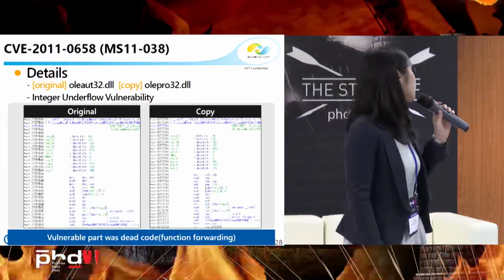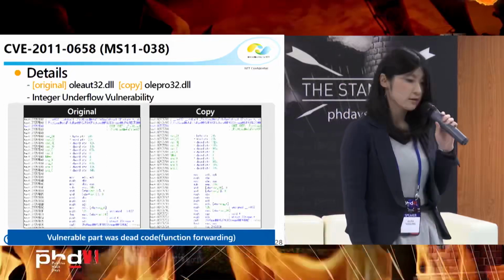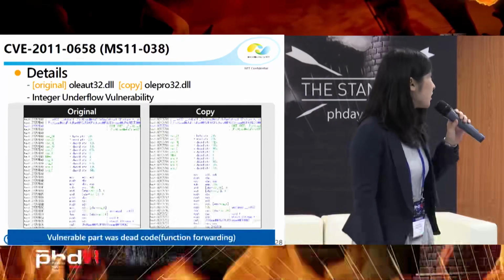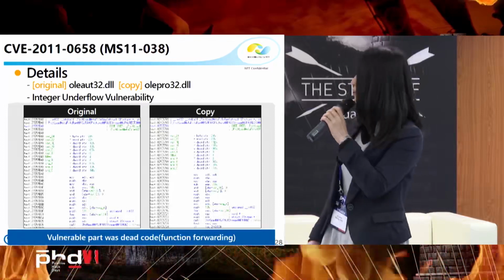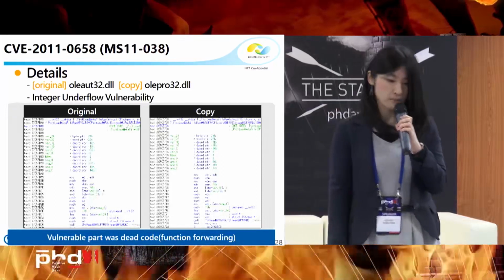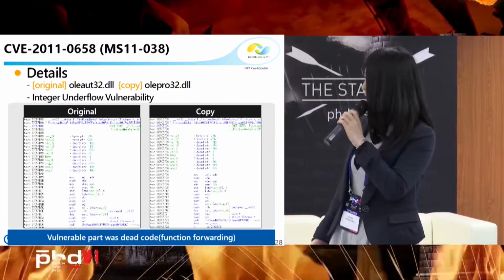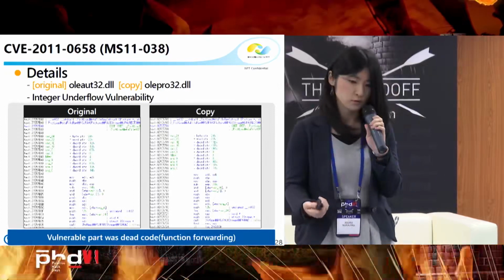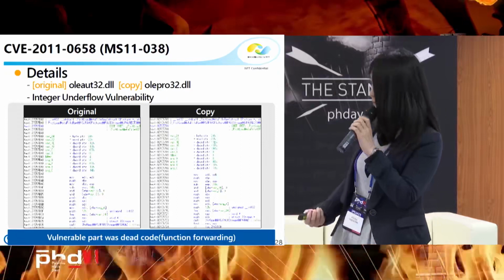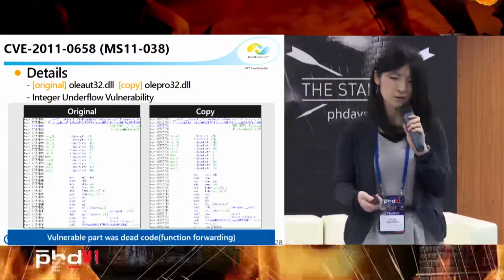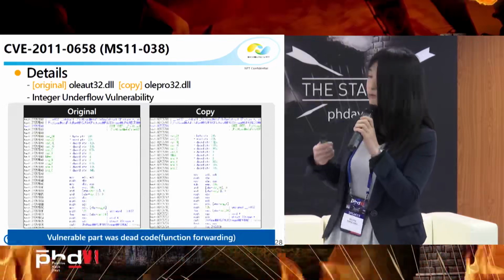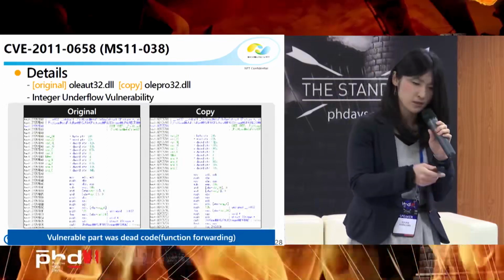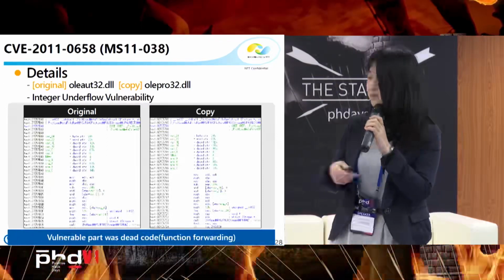So next, I want to talk about the CVE-2011-0658 case. This vulnerability was originally in oleaut32.dll and copied to olepro32.dll. But this was dead code, because olepro32 used a technique called function forwarding. If you call the vulnerable function in olepro32.dll, it forwards the execution to oleaut32.dll. So it was dead code.